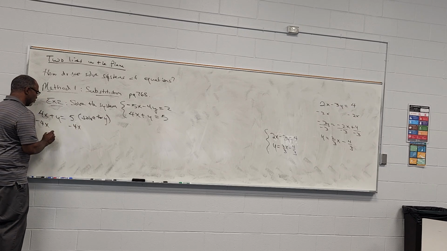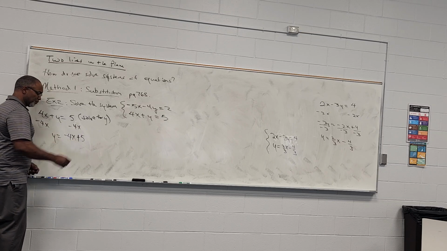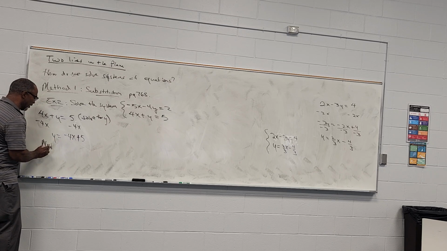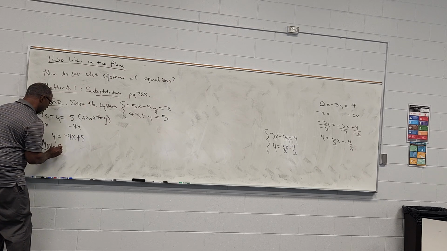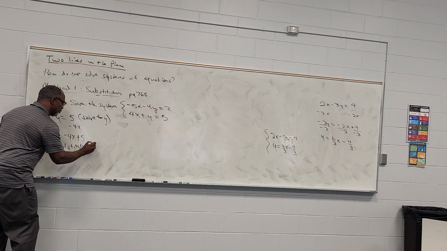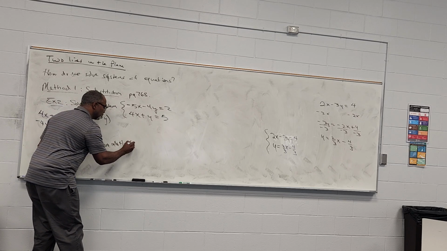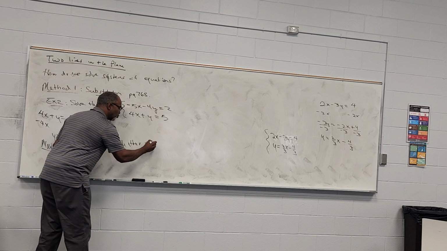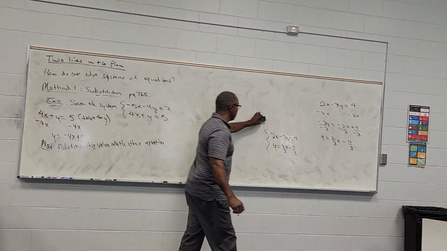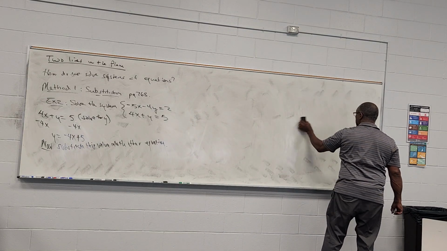I'm going to subtract 4x from both sides. Y equals negative 4x plus 5. So I've solved for y. Okay? Now, and hence the name, substitute. So now substitute this value into the other equation. That's why they call it the substitution method. You're going to solve one of the two equations for one of the variables, doesn't matter which one, and then you'll substitute that value into the other equation.